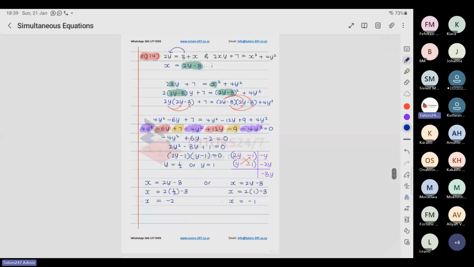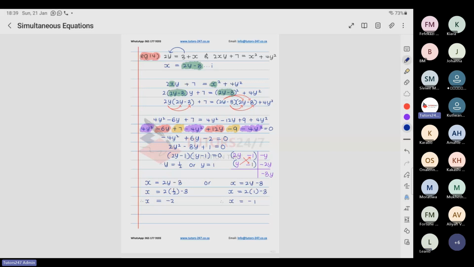If you want to double check your answer, you can substitute into the original equation. If the left-hand side is equal to the right-hand side, that means what you have done is correct. Okay, so we will end here.